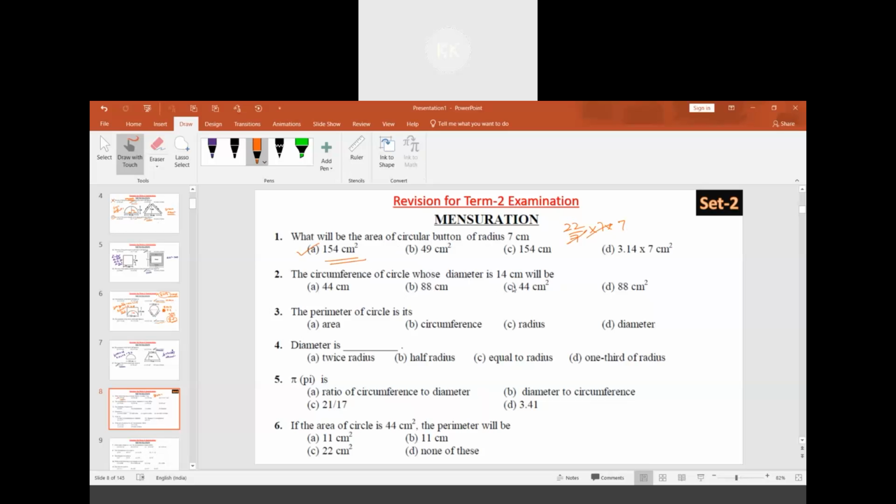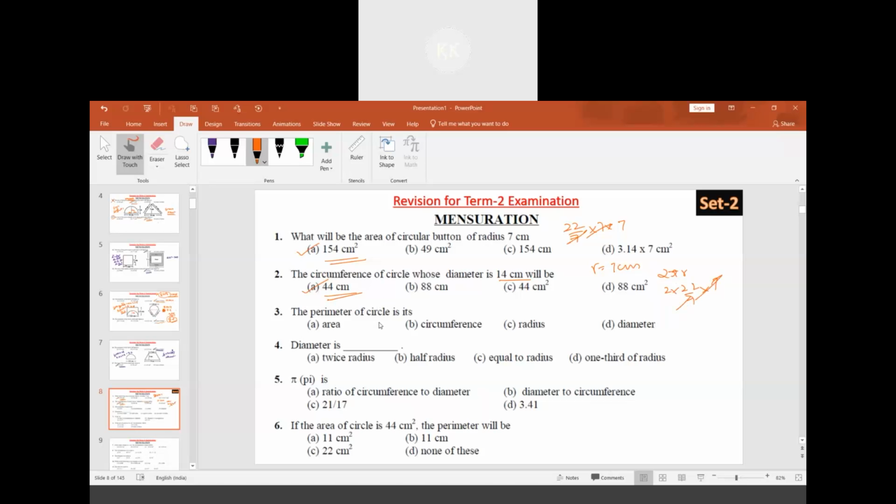Circumference of circle whose diameter is 14 centimeter. 44 centimeters, option A. Radius will be 7. Circumference is 2 pi r, sir. Otherwise, pi d also can be used. 22 by 7 into 14. Correct, you get 44.